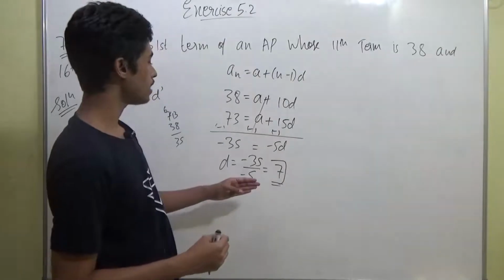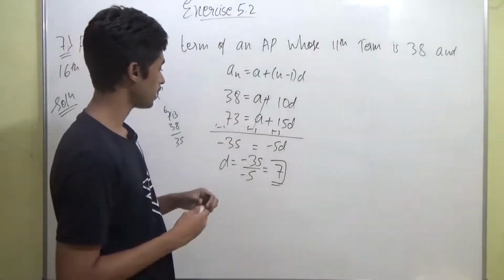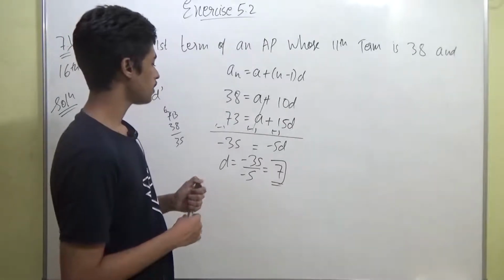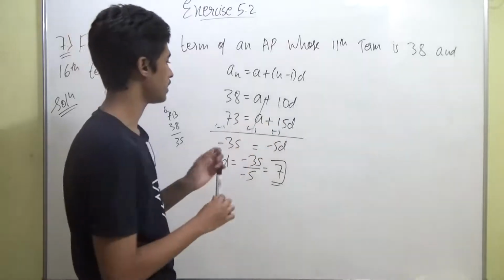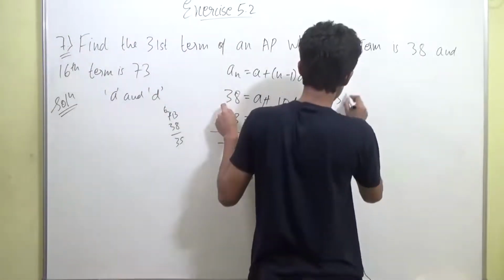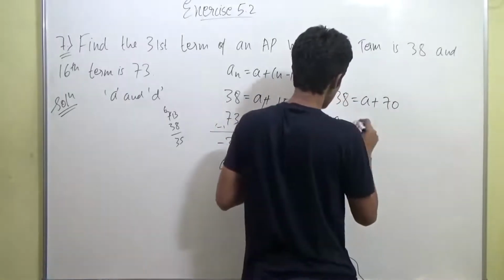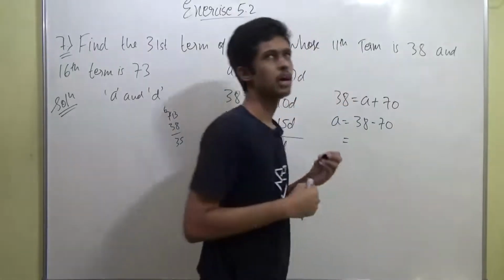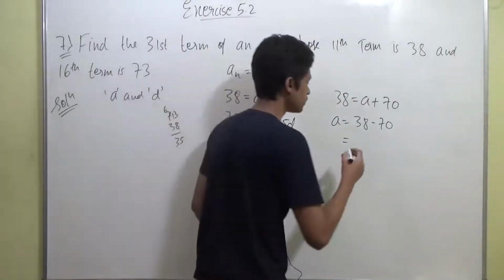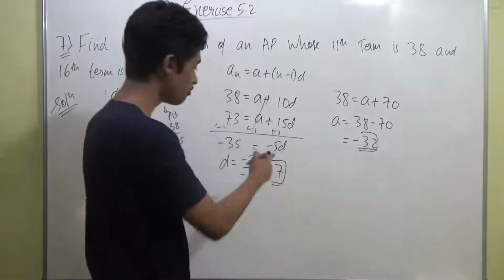Now if you put back the value of d in any of these two equations, we will be able to find the value of a, right? So if I put this value of d in equation 1, I'll get 38 equal to a plus 70. Getting it guys? 38 equal to a plus 70. Then a will become equal to 38 minus 70, which is nothing but equal to how much? Minus 32. Getting it guys? So we got a and we also got d.